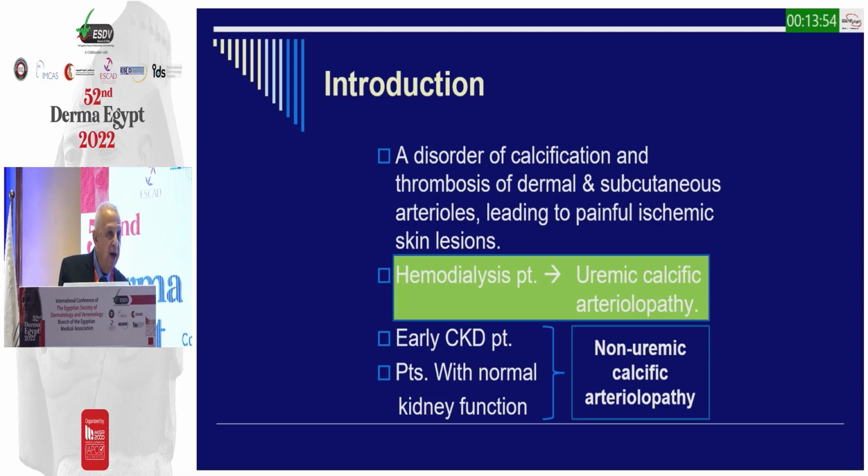الكالسيفيلاكسس دي اتس ديفايدد انتو تو تايبس, the uremic calcific arteriolopathy or calciphylaxis occurring in end-stage renal disease patients on hemodialysis. But it can occur in early chronic kidney disease patients and even in patients with normal kidney functions, and it is termed non-uremic calcific arteriolopathy.